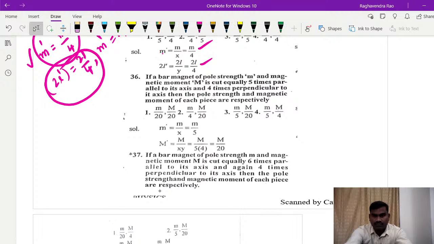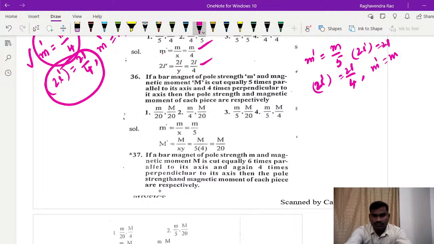Right. If a bar magnet of pole strength m and magnetic moment M is cut equally 5 times parallel to its axis, parallel to axis means m dash is equal to m by 5. So 2l dash is equal to 2l. There is no change. Now 4 times perpendicular to its axis. That means now 2l dash will become 2l by 4. M dash will become m.